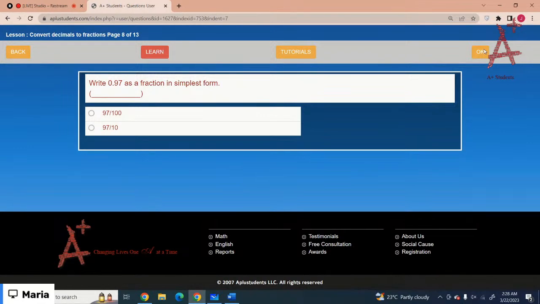So which is the correct option? You have two decimal places right after the decimal point. That means you need to add two zeros. Got it? So it would be 97 over 100. Got it?